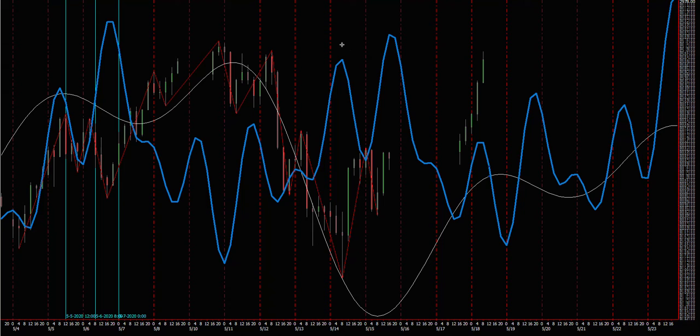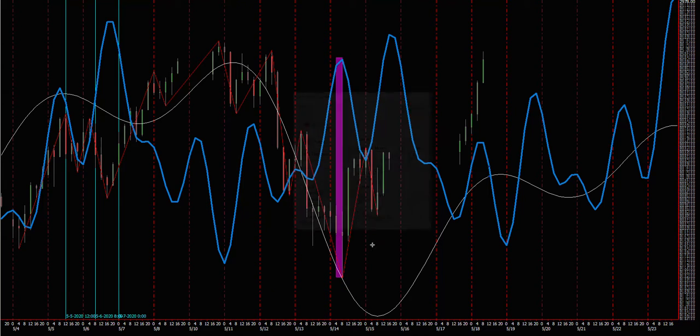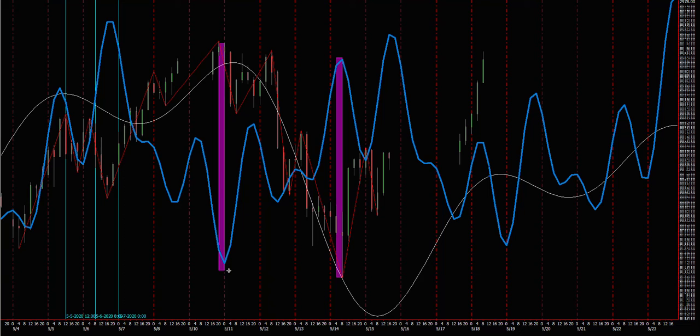Let's mark it. You can see this one precisely told us this is the area for change. This is the area for change. You can just see it. This is the area for change. You can just see that.